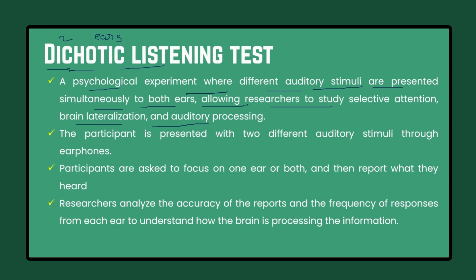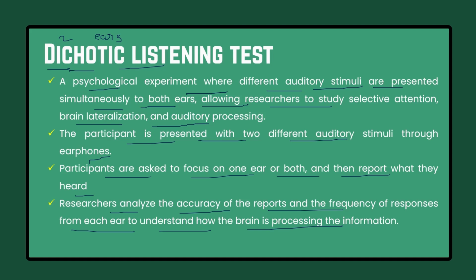Then the participant is presented with two different auditory stimuli through earphones. Okay. Then the participants are asked to focus on one ear or both and then report what they hear or what they have heard. That's what I told you. Both ears, different sounds, and the psychologist may ask them to report what they hear through either of the ears or both of the ears. The researchers analyze the accuracy of the reports and the frequency of responses from each ear to understand how the brain is processing the information.